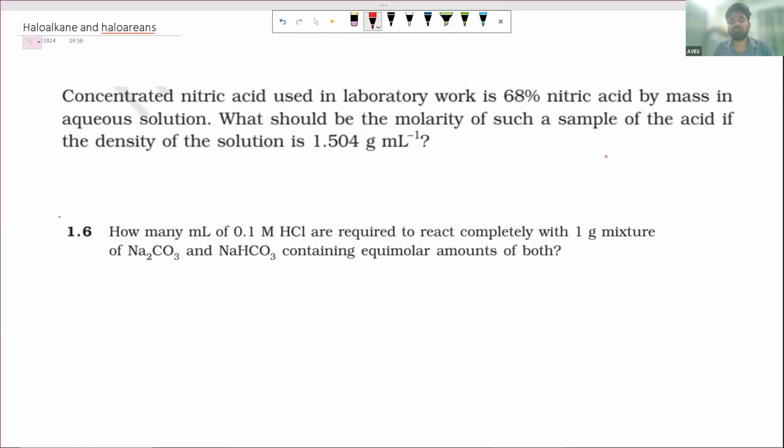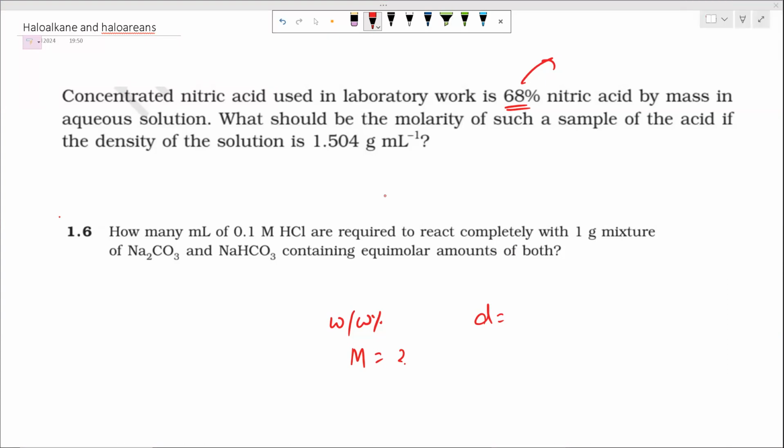So what is given to you? W by W? Yes, sir. Equation. What is being asked? Capital M is being asked. Molarity. If the density is given to you, you have a direct formula for this one. You can check in your copy. Yes, sir. Almost done, sir. I'm just in the last step. I'm just multiplying.